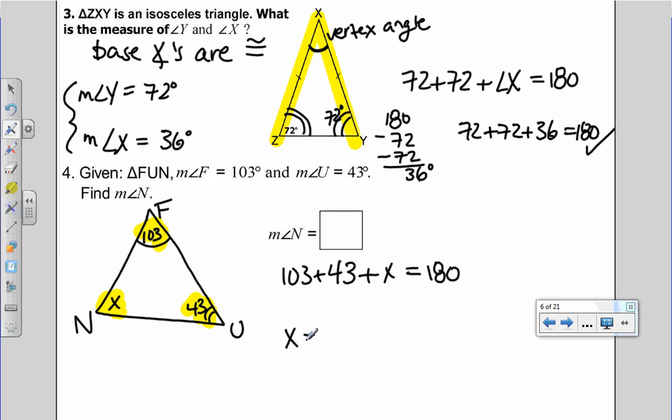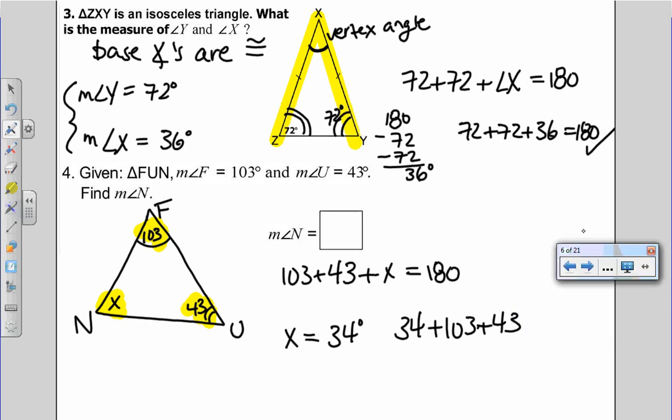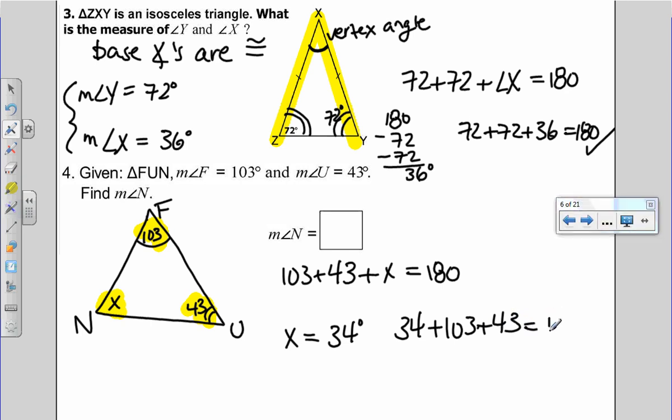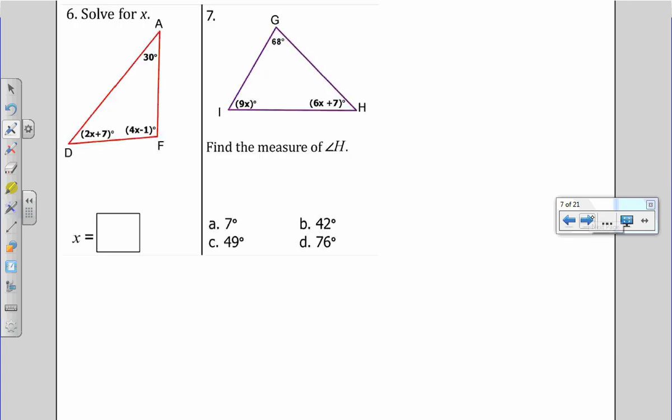Solve it. You should be able to tell me that X is how big? 34 degrees. Do a quick check. 34 plus 103 plus 43 equals 180. Check. Move on.